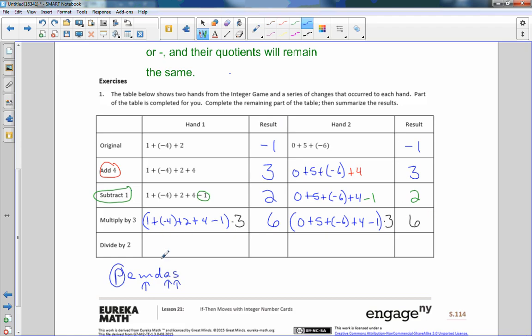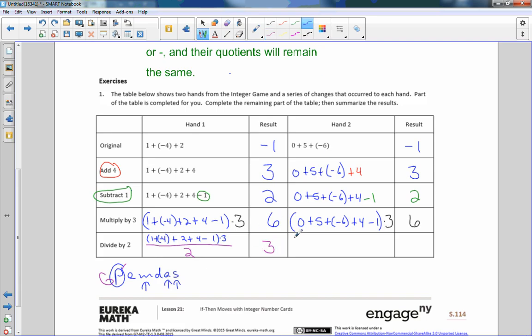And one more time, now they want us to divide by 2. Now we could put parentheses around all of this and hit a division symbol outside, but I would prefer to do it this way. 1 plus negative 4 plus 2 plus 4 minus 1 all times 3. What I'm going to do now is divide by 2 and do it as a fraction here. So do your numerator first, because that is your parentheses, or some call it GEMDAS. That's your grouping. So if I group these, I get 6. 6 divided by 2 is 3.